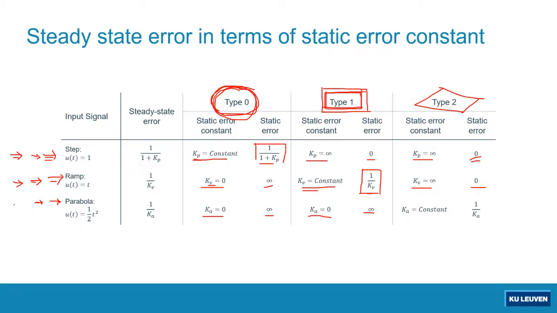However, when a parabolic input is given to this type 2 system, we will have a constant static acceleration error constant Ka, which brings a consequence that we will have a finite steady state error, which is equal to 1 over Ka. This means, again, if to this type 2 system a parabolic input is given, the response at the steady state condition still can follow the parabolic input, but with a certain finite difference between the response and the input.